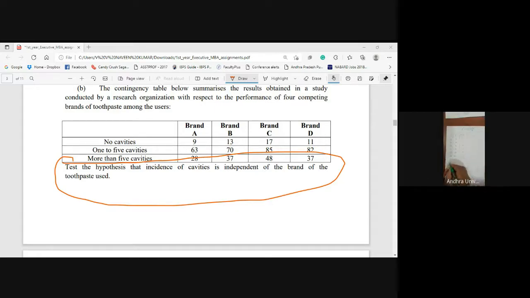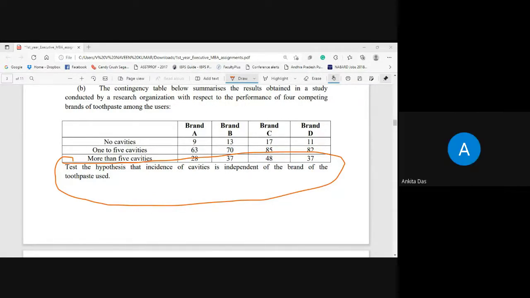Minus 2. Minus 5. 4, 4. Minus 2. Minus 2. 1. This is 1. 3. This is minus 2. But if you see the formula, we want squares, na. So in the next column, let's take O minus E whole square.